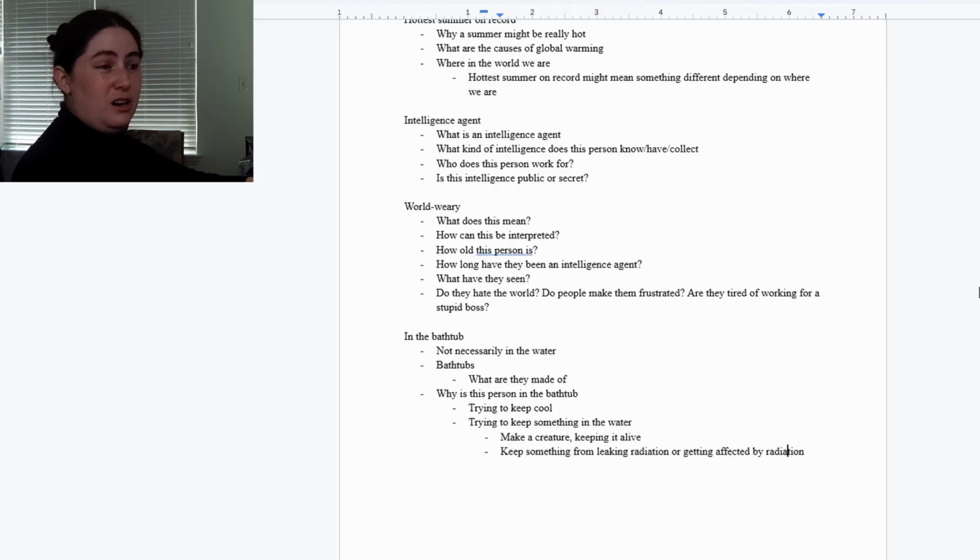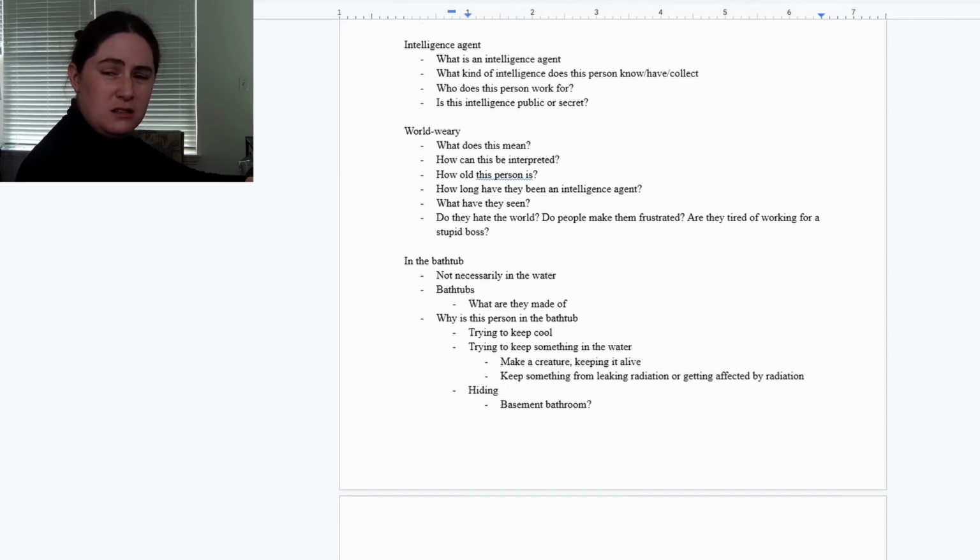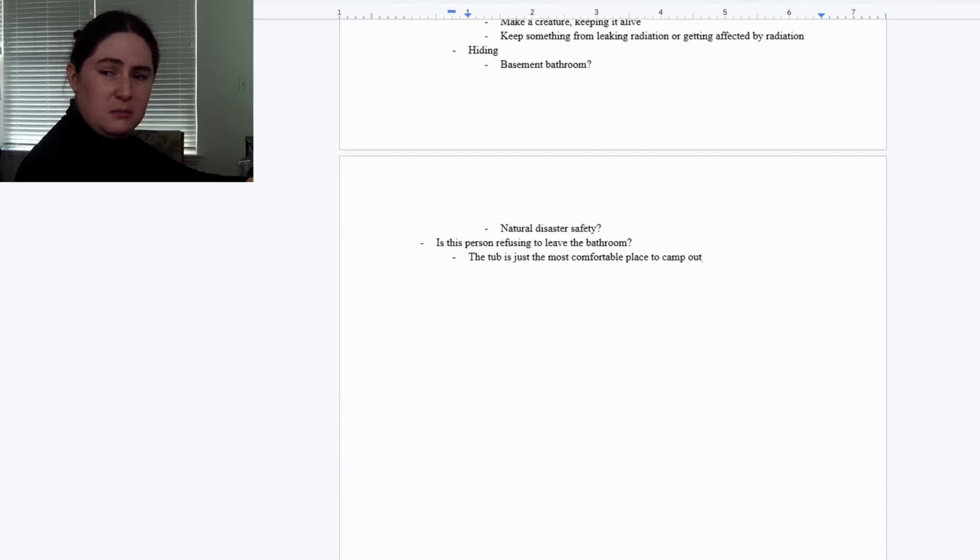Or maybe they're in the bathtub and the bathtub's empty and they're just hiding. Maybe this is like a basement bathroom and they're hiding from something. Maybe they're trying to protect themselves in a natural disaster. Maybe that was the recommendation. If you can't evacuate the area, go into the lowest part of your house and hide in the bathtub. Maybe I'm stretching this a little and it's not that he's refusing to leave the bathtub, but he's refusing to leave the bathroom. And the tub's just the most comfortable place to be sitting.